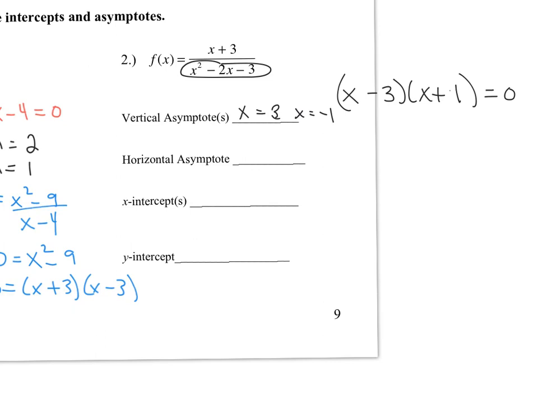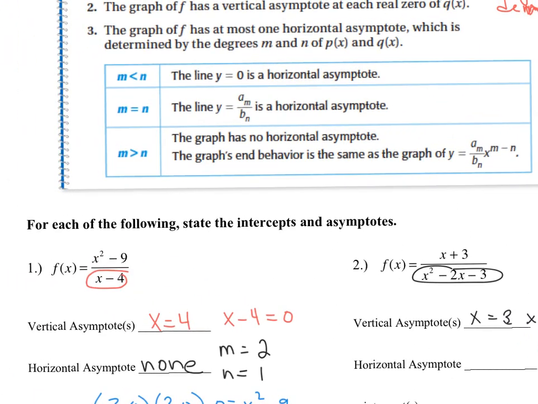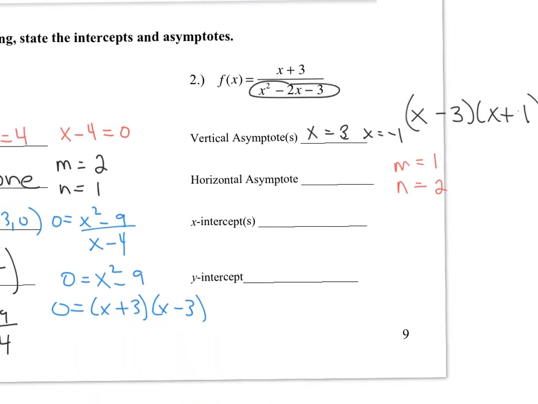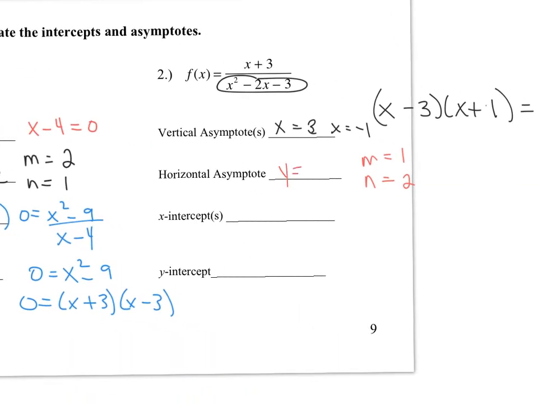The horizontal asymptote, we have to pick out our m and our n. So m would represent the degree of the numerator, and the numerator is just x to the first, so the degree is just 1. And n is the degree of the denominator, which is x to the second, so 2 is your n value. And now we look at that chart that we wrote up above. Our m value is less than our n value. So m is less than n. The line y equals 0 is the horizontal asymptote. So when we write that down, we'll just write for the horizontal asymptote y equals 0.